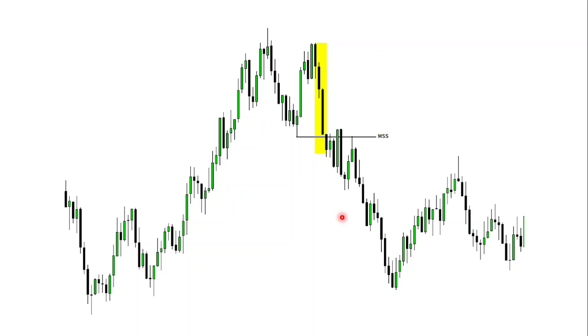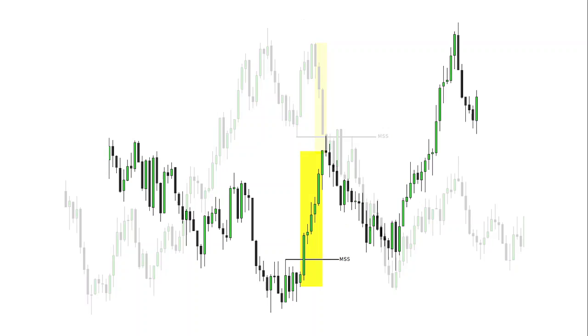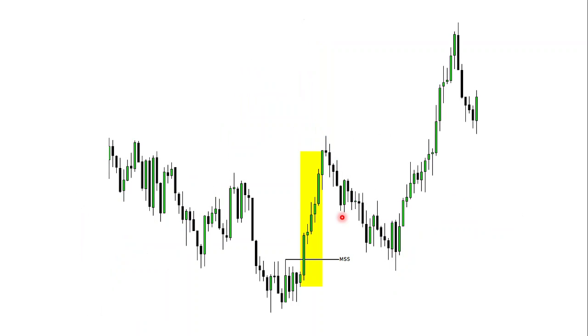So this here is an example of a bearish market structure shift. This will be a bullish market structure shift. Price moves so quickly it leaves gaps in price, not a gap but a gap. And you can see by the long range candle that price moved very quickly.